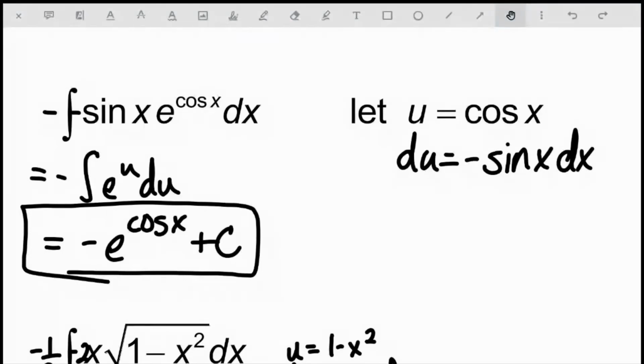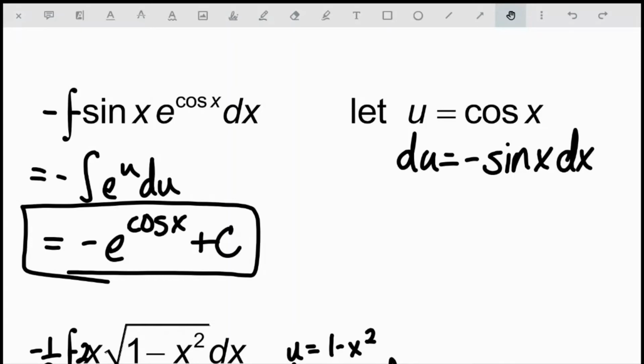Instead of rewriting it, I'm just going to make my u-substitution form show up on the given expression. So I have this integral of sine x e to the cosine x dx. They gave us u as cosine x. That means my du is negative sine x dx. So I need a negative inside the integral. You can see I wrote it in there.